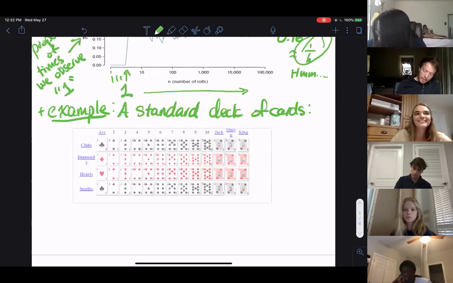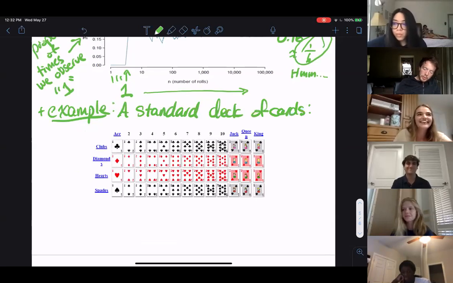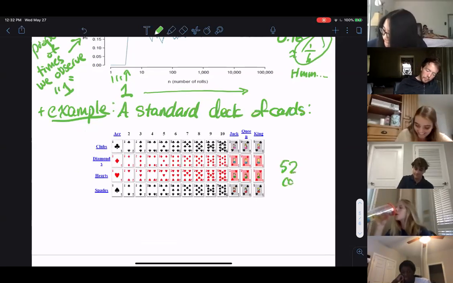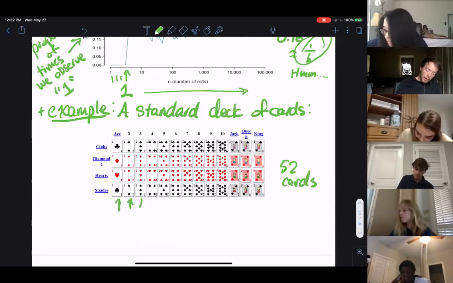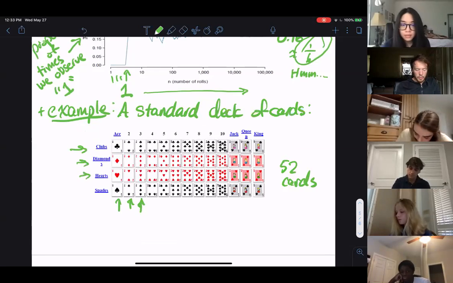So I don't know how many card sharks there are in the class, but there are 52 cards in a deck. They have values, which you see in the columns, which are ace, 2 through 10, and then the face cards, jack, queen, king. And then there are 4 different suits. I hope we're all at least somewhat familiar with the deck of cards.